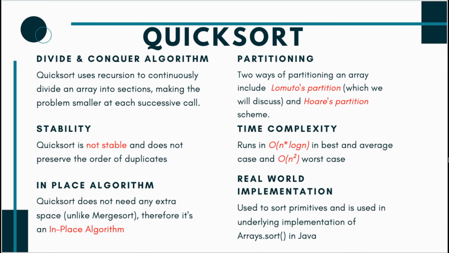In terms of real world implementation, it's used to sort primitives. It's the underlying implementation of Arrays.sort in Java. Arrays.sort in Java works on primitives. If you right click and look up the implementation of Arrays.sort, which you can do in Eclipse, IntelliJ, NetBeans, or whatever IDE you use for Java, you'll see how it's coded, and you'll see that it's a version of quicksort.